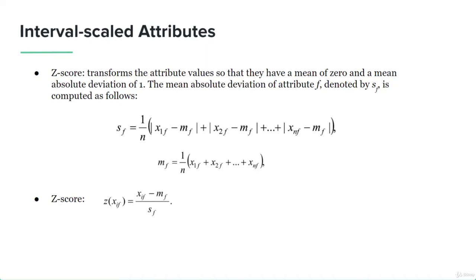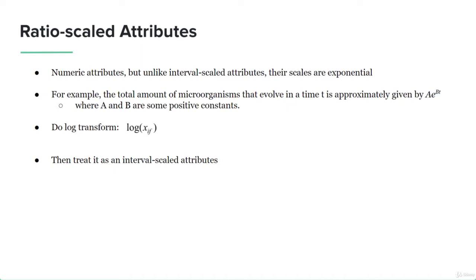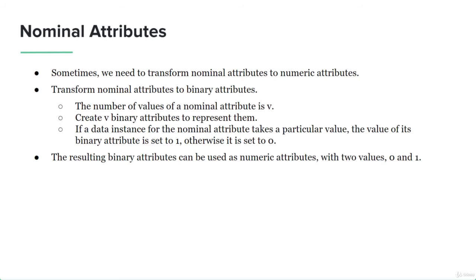The other type of numerical attribute is the ratio scaled attributes. It is also a numerical attribute, but unlike the interval scaled attribute, its scale is exponential. For example, the amount of microorganisms that evolve in a time t is approximately given by a e raised to the power bt. For this particular case, we apply the logarithmic transform to the scaled attributes to normalize them. So it's important to remember and treat the ratio scale and the interval scale differently. If you get a ratio scaled attribute, you will apply the logarithmic transformation and standardize these attributes. So we have seen the ratio scaled and interval scaled numerical data types.